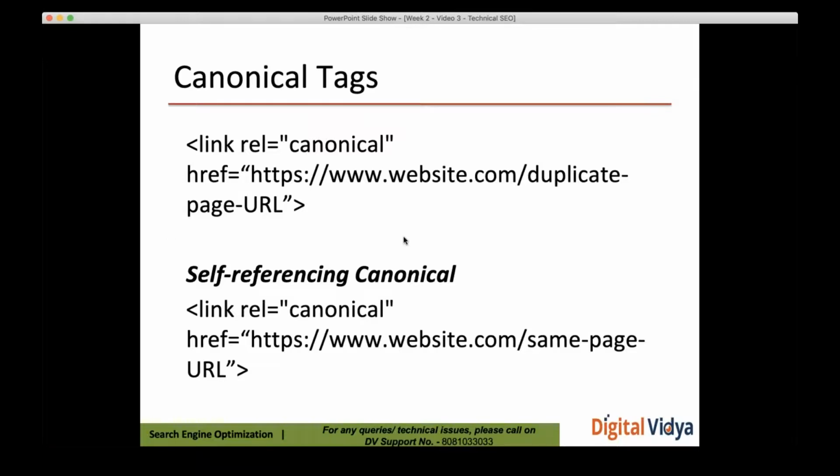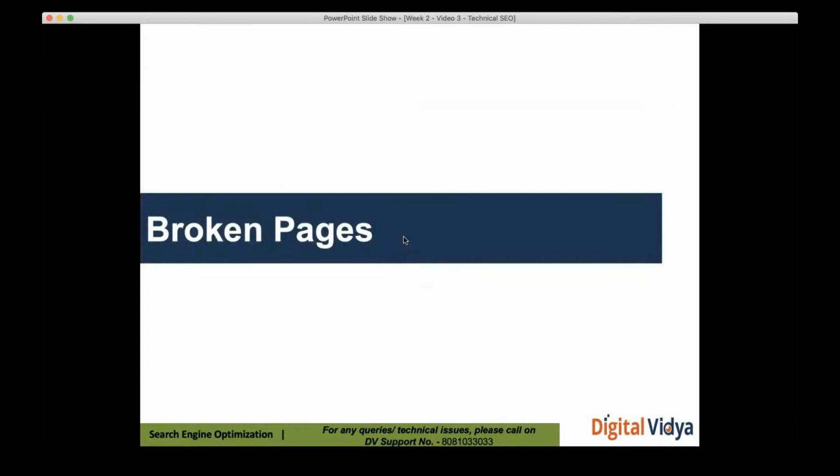There is another solution called 301 redirect. Okay, but the 301 redirect is also a solution for the broken pages, like the broken links. So first let's learn about the problem, broken links, what are the broken pages, and then we will discuss the solution, which is 301 redirect. That is the solution for broken pages also, and for the canonical problem.